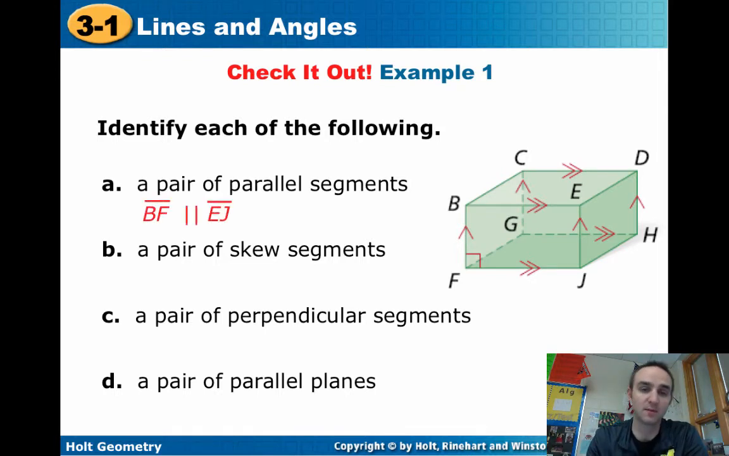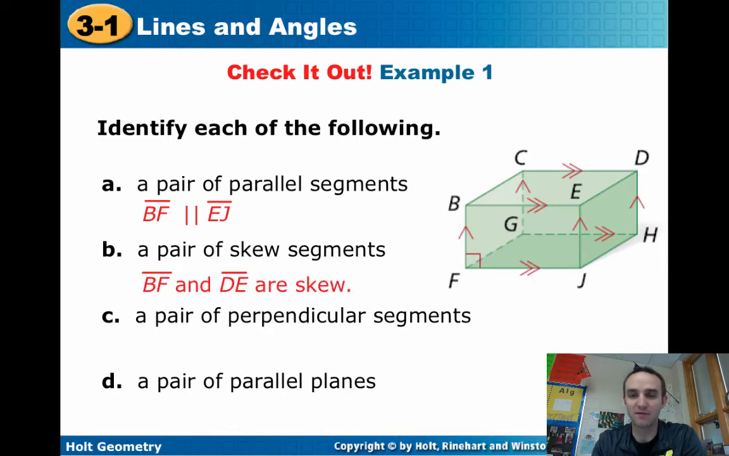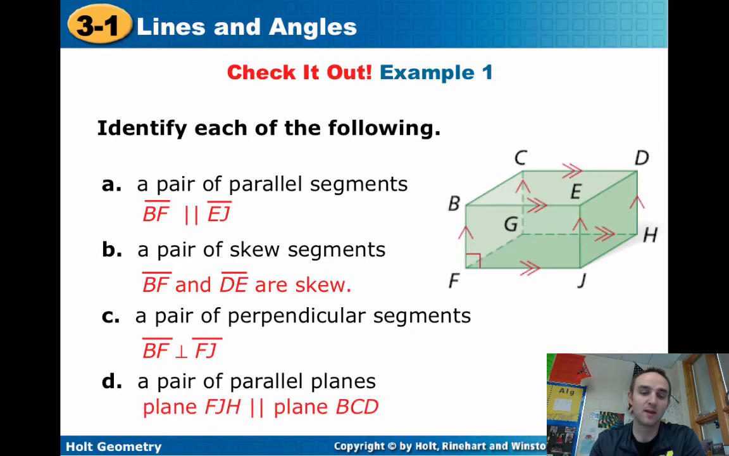Alright, parallel segments. You could have had BF and EJ, CG, DH, BE, CD, a lot of different options there. Skew segments, BF and DE would be one option. Just make sure, again, that they are not parallel. They should not have the same arrow. You need one with a 2 arrow, one with a 1 arrow that don't intersect. Perpendicular, BF and FJ, that's the one with the box in the corner, so that's a good one. And then we've got our parallel planes. You could choose FJH and BCD if you wanted.